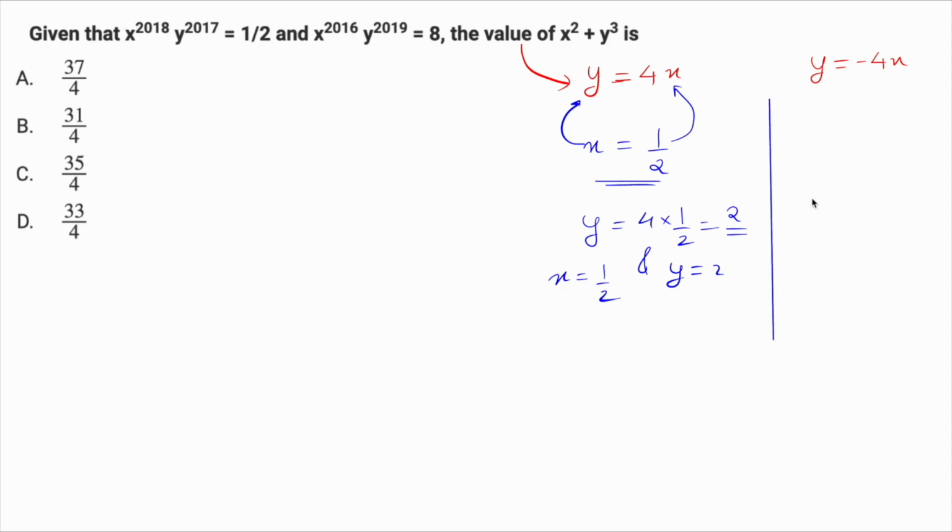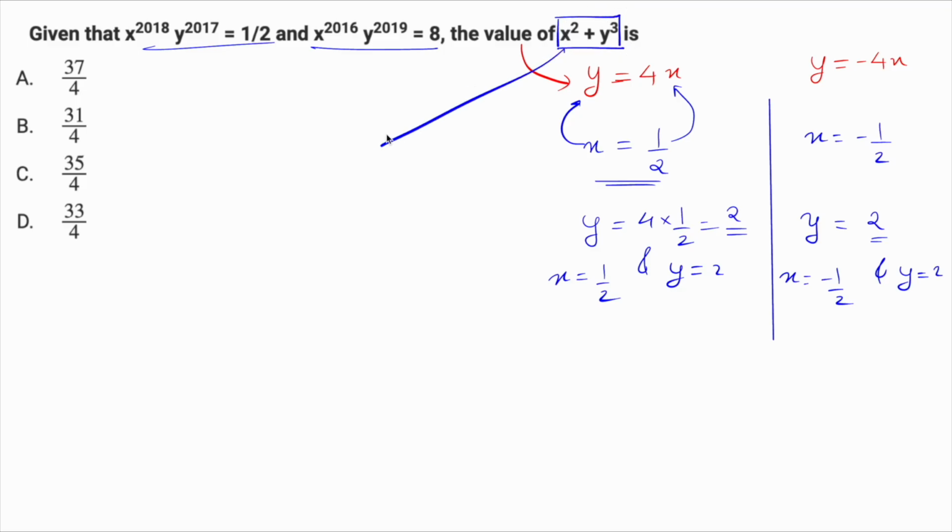Guys, similarly, if I substitute y is equal to minus 4x in this particular equation, I will get x is equal to minus 1 by 2, right? Because the minus sign will come forward towards the end also. And in that case, y will again be equal to 2 only, right? So when x is minus 1 by 2, I get the value of y as again 2, right? So the question is asking you what is the value of x square plus y cube finally. So finally, I need to figure out this value x square plus y cube.